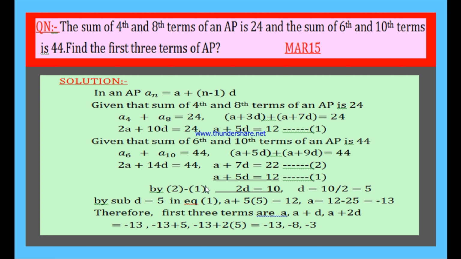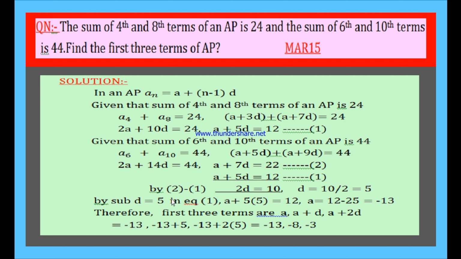Now let us subtract 2 minus 1. Then plus a and minus a will be cancelled. 7d minus 5d is 2d. 22 minus 12 is 10. And d is equal to 10 divided by 2, which is equal to 5. Now we got the d value.